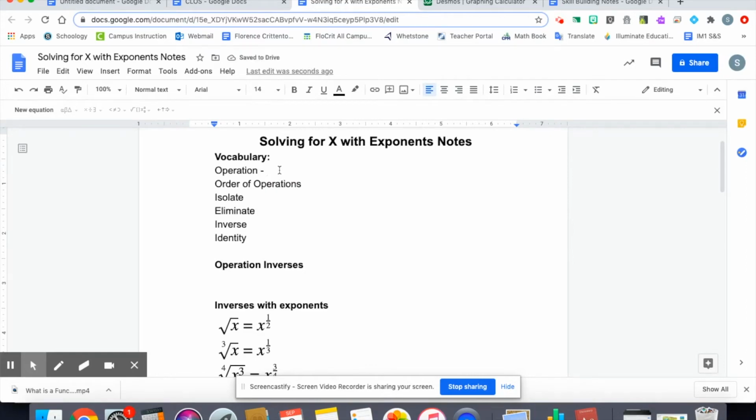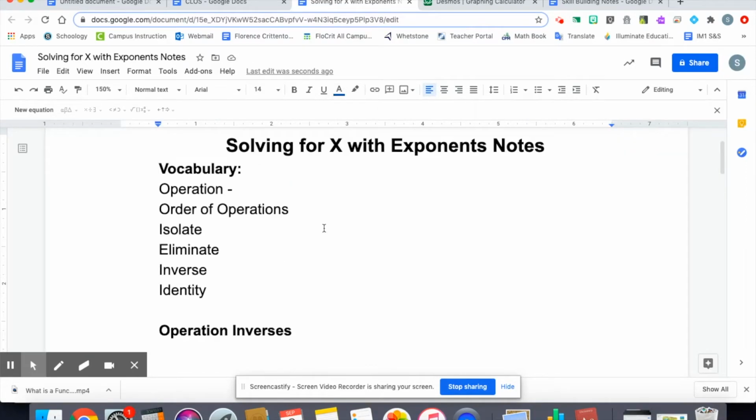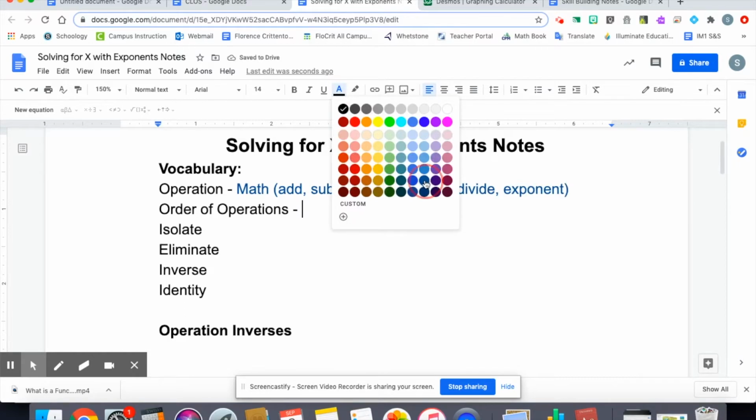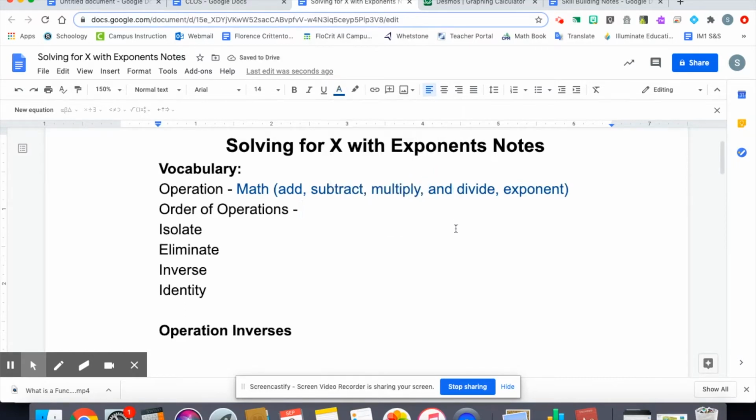So the word operation is just a big word for math. Some normal operations we can do in math: we can add, subtract, multiply, and divide. Those are some major operations. You've also learned another one recently called an exponent. You've also learned about the square root, but I'll show you in a minute that square roots are just exponents.